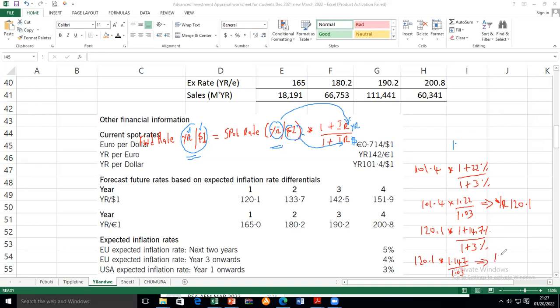So are you seeing how, Gilbert? Yeah, sure. Gilbert, have you seen how we move from spot to forward? Yes.